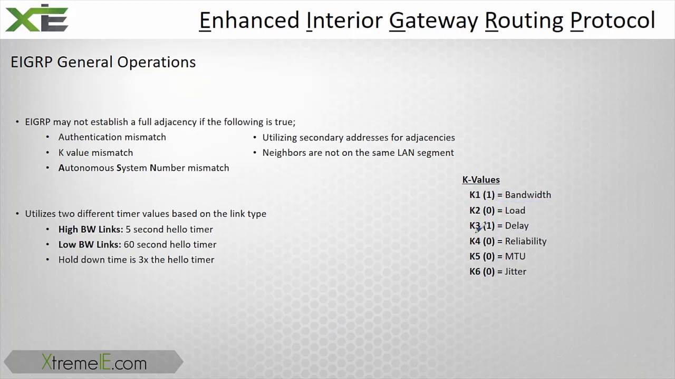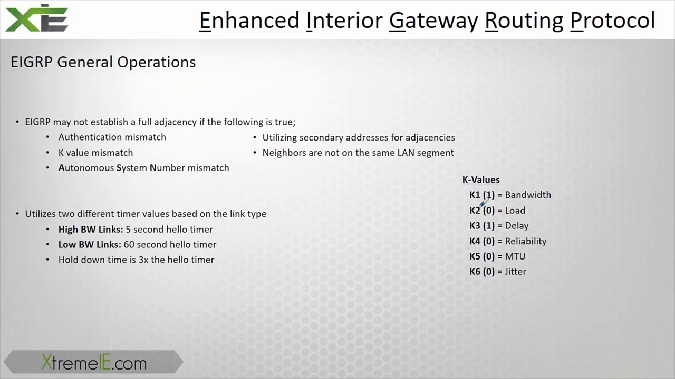Now, one thing when we get into redistribution and we talk about redistributing into EIGRP, these are not in the same order when you redistribute, and a lot of people get confused there. So when you say redistribute EIGRP, essentially, we are looking for the same values. EIGRP is going to ask you for the bandwidth, the delay, the load, reliability, etc. But they're not in the same order. So be very careful there when you're enabling your K values.